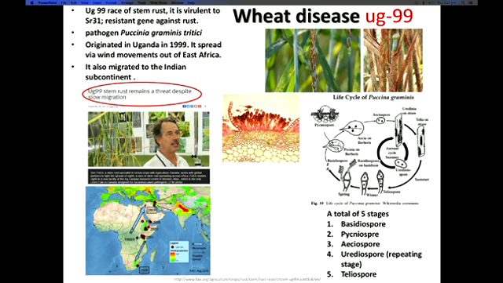In rust, there are two cyclic conditions. One is macrocyclic, another is microcyclic. As I mentioned here, rust completes its life cycle in five stages: Basidiospore, Pycnospore, Aeciospore, Uredospore, and Teliospore. This is the whole cycle. If it completes all five stages, it's called macrocyclic. What is microcyclic? In microcyclic, not five stages but maybe two or three stages, possibly two: Uredospore and Teliospore. These are the differences between macrocyclic and microcyclic.